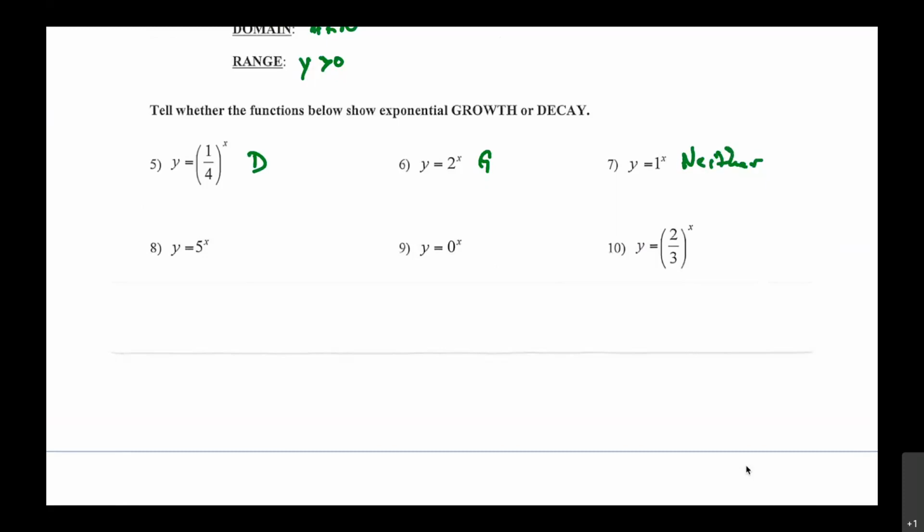How about number 8? Growth or decay? That one's growth. How about number 9? Neither. That one's going to be neither again as well, because 0 raised to any power is also going to be 0. It's not going to change. So that one would be neither. And how about the last one? That one is decay.